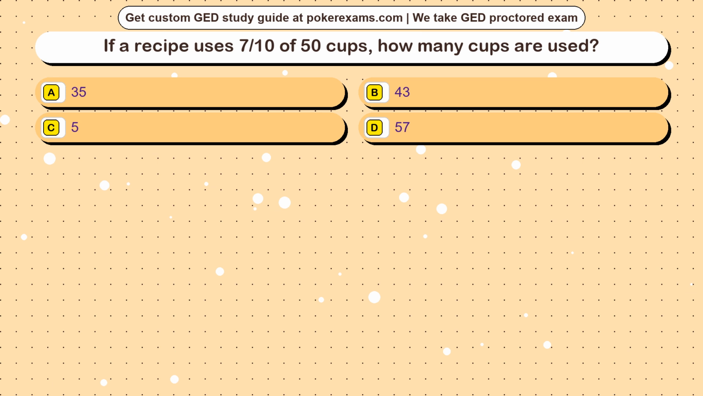Question 20. If a recipe uses 7/10 of 50 cups, how many cups are used? Option A, 35. Option B, 43. Option C, 5. Option D, 57.